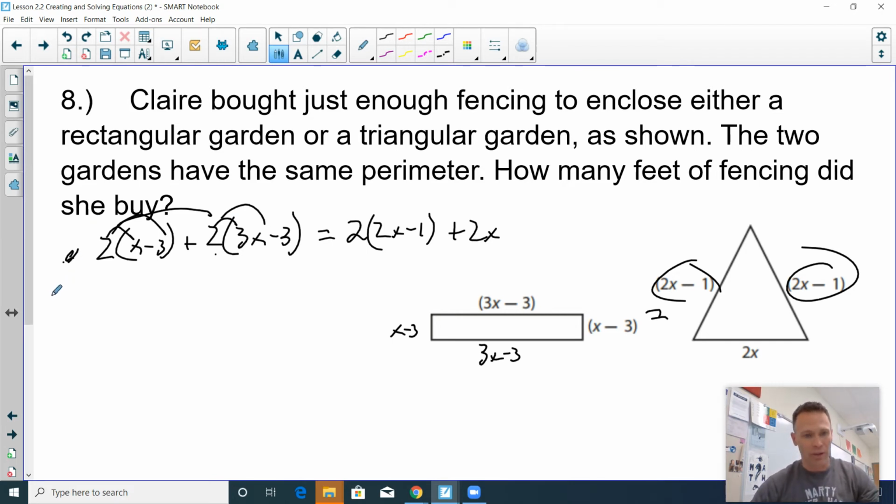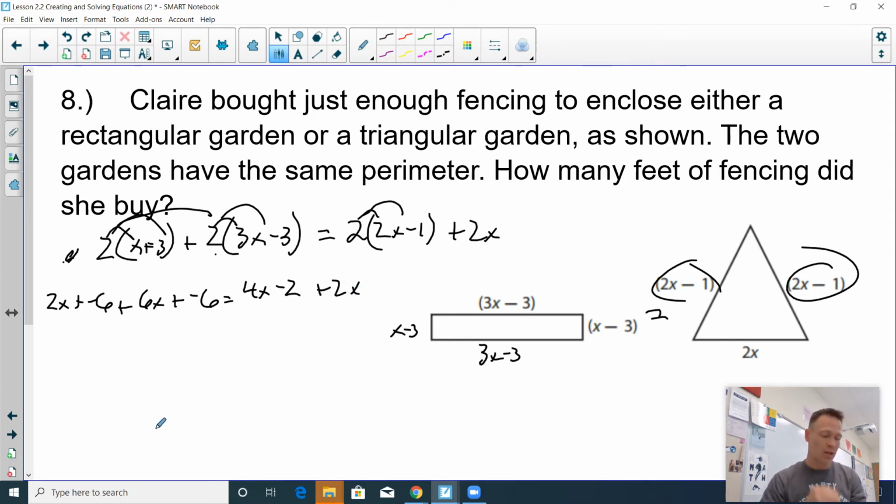And so what I'll end up with is 2x plus negative 6 plus 6x plus negative 6 equals, and then here, 4x minus 2 plus 2x. Now I got a bunch of like terms to combine. This is going to give me 8x minus 12 is equal to, and I've combined terms here, 6x minus 2, okay?